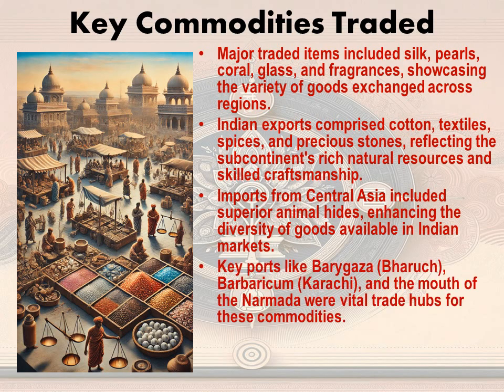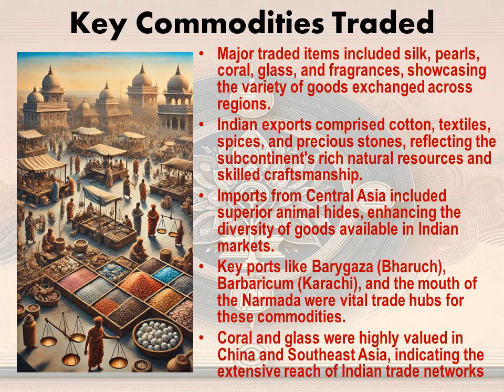Key ports like Barigaza, which is Bharuch, and Barbaricum, which is Karachi, and the mouth of Narmada were vital trade hubs for these commodities. So, the earlier name of Karachi, which is presently in Pakistan, was Barbaricum, and Bharuch were main trading hubs where these commodities used to be halted or stored.